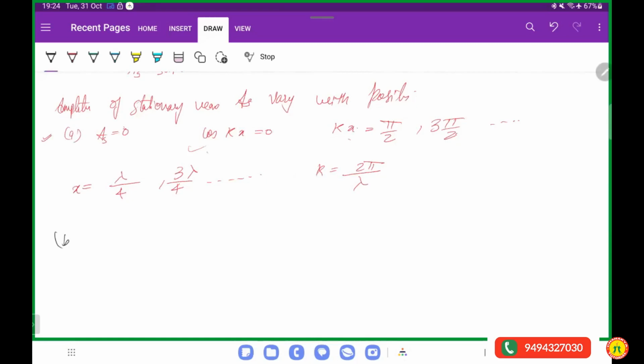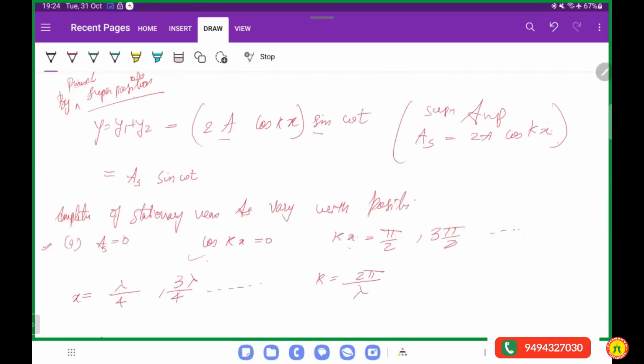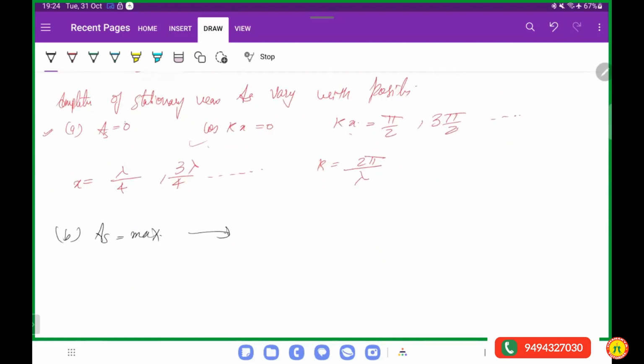So this is the condition when A_S is 0. Now part B, A_S is maximum. So if I want A_S to be maximum, then cos kx should be the maximum value. So kx equals 0, because cos 0 is 1. Then 0, then pi also, 2 pi also, and so on.